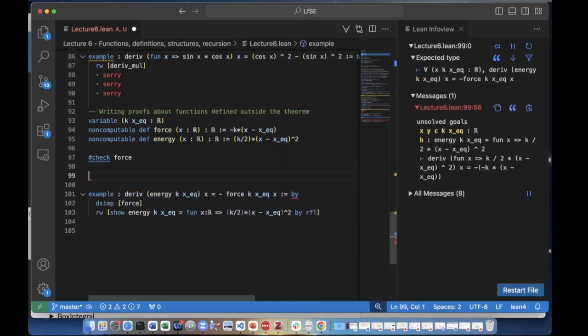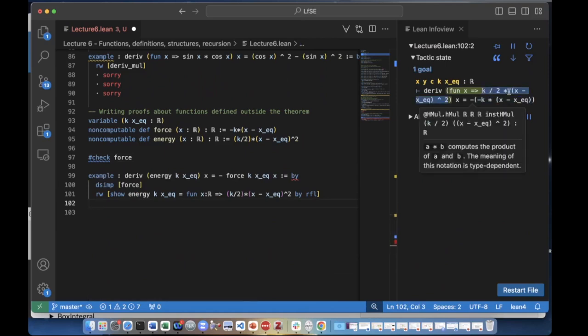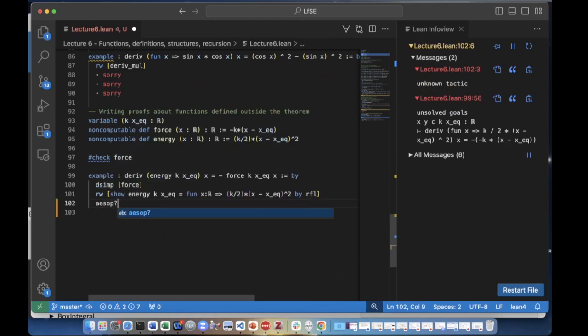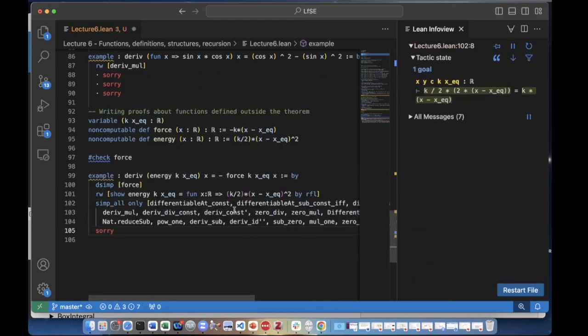All right, I think I'll just keep moving forward with this one. All right, so now what should I do? I want to show that k over 2 times x minus xeq squared, the derivative of that with respect to x is equal to this thing. ASAP we go. All right. Oh my. Look at all that. Okay. Although we hit a sorry. But did it make progress? Looks to me like it made progress. The derivative is gone.